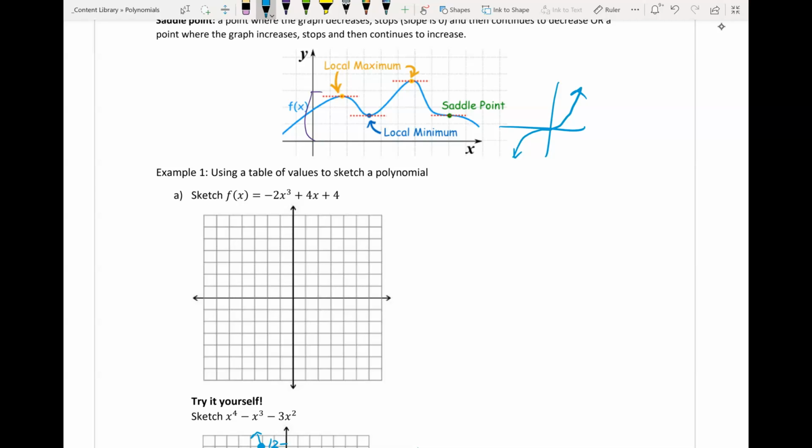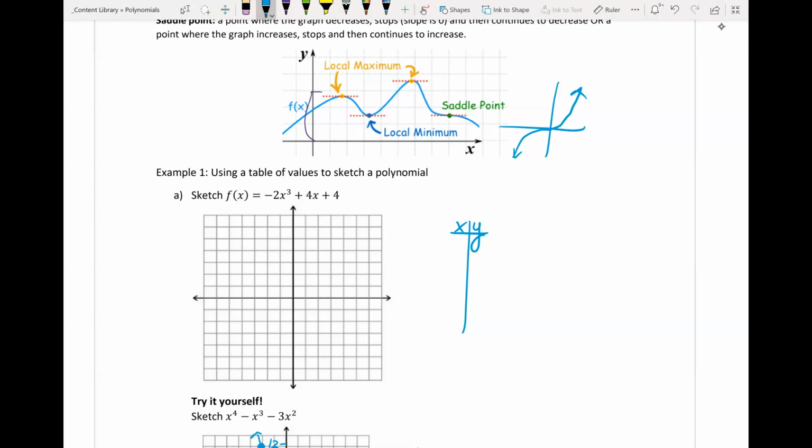The first method we're going to look at is using a table of values to sketch a polynomial. This is by no means the best method for graphing polynomials, but it is a valuable method when you have no idea what to do otherwise and no idea what the graph is going to look like. So I'm just going to pick a bunch of x values that we can plug into our f of x to find their y values so we do have points to graph.